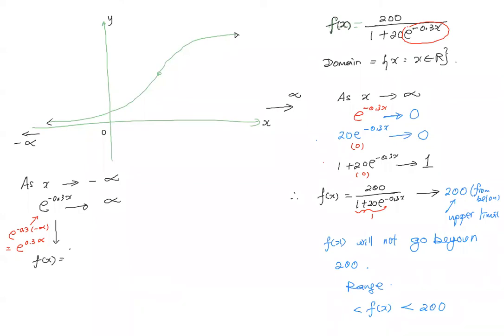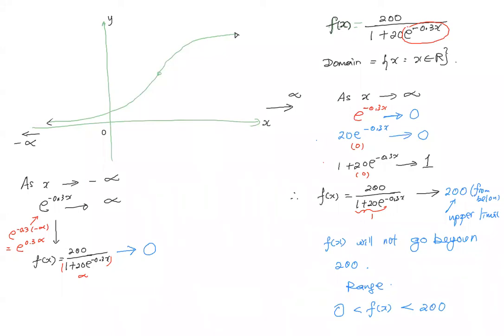So if that goes to infinity, this one you can straight away say your f(x) is 200 divided by 1 plus 20 e to the power negative 0.3x. So the bottom here is infinity. 200 divided by infinity, it will become very, very small. It will approach 0. So your lower limit for your f(x) will be 0.